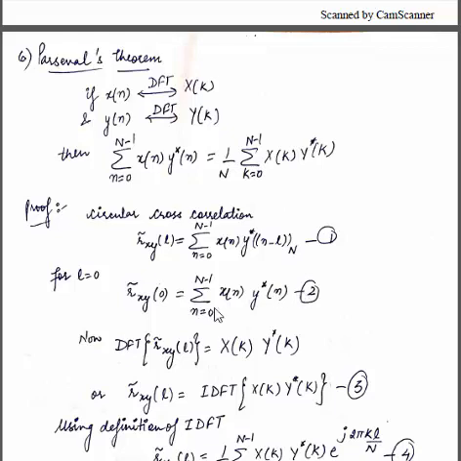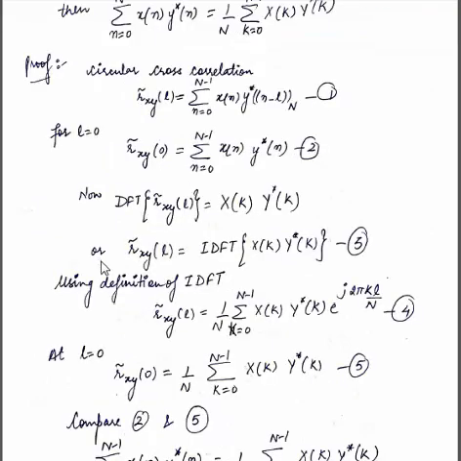Now we have the DFT of this circular correlation, that is equal to X of k into Y conjugate of k. Already proved in a previous property, that is circular correlation. If we take the inverse DFT of this, that means Rxy of l is equal to the inverse discrete Fourier transform, IDFT of X of k into Y conjugate k. That is equation number 3.